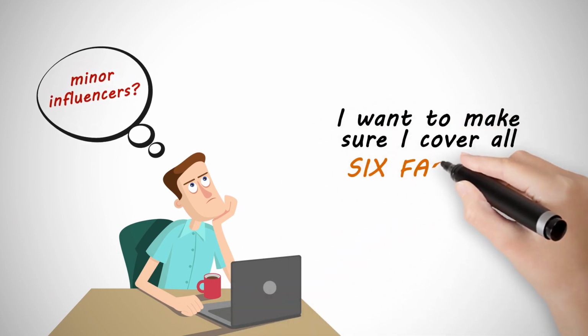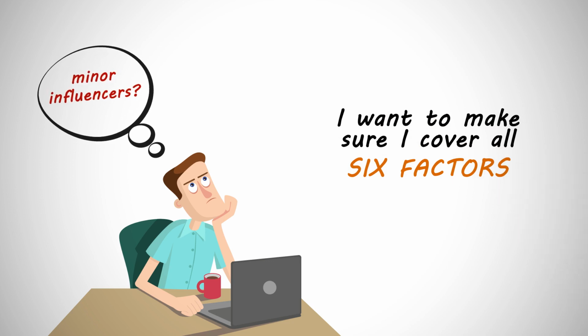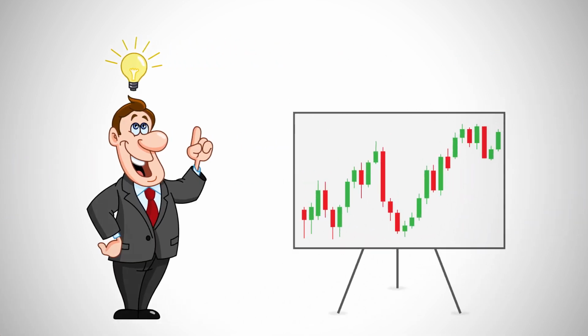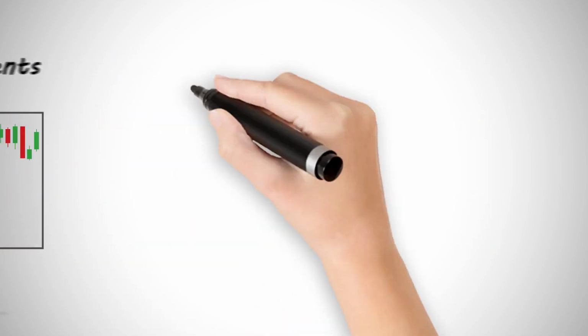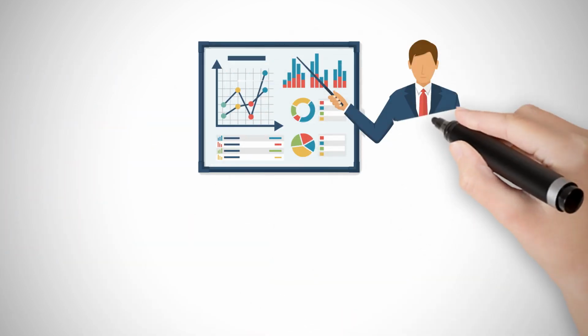So I want to make sure I cover all 6 factors so there's no question on why an option price might have changed. Once we understand how these pricing elements affect an option, we'll be able to execute trades that allow us to profit by taking advantage of the expected option price movements. These are factors that every option trader should know.